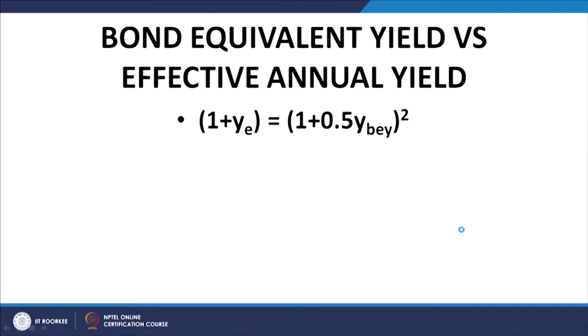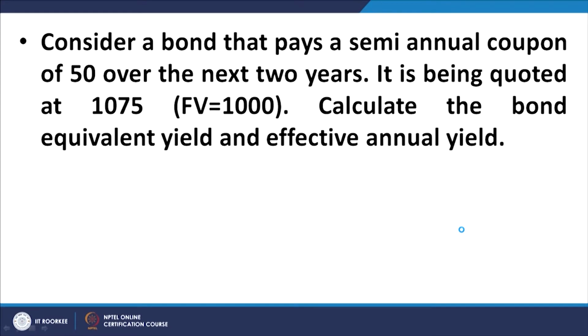What is the relation between the bond equivalent yield and the effective annual yield? Well, that is given on this slide. We simply halve the bond equivalent yield, add 1 and then square it to arrive at the relationship between the effective yield and the bond equivalent yield. Of course, we subtract 1 to normalize the yield. Let us take an example to illustrate what I have just mentioned.